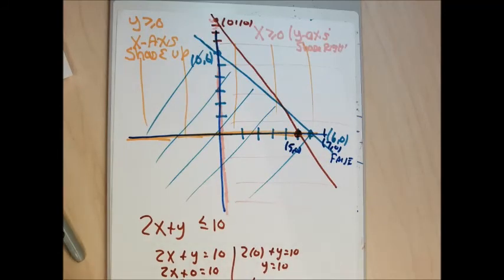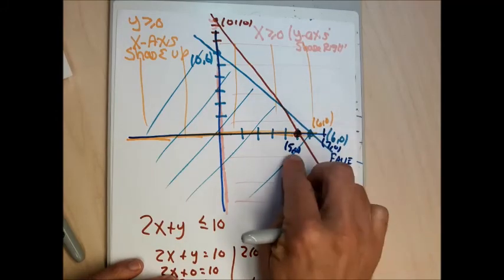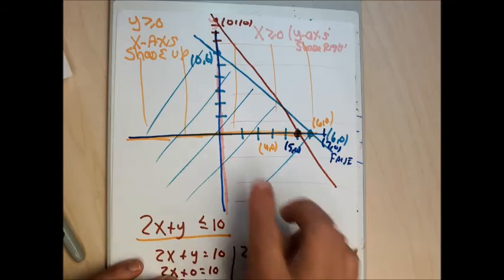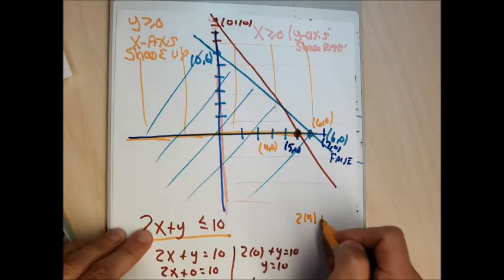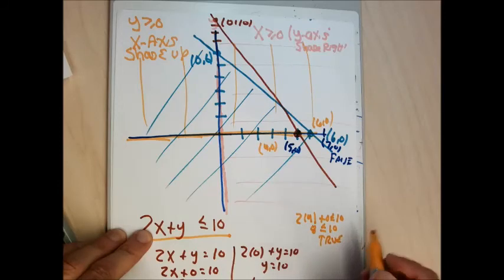To figure out where to shade, I'm going to plug in (6, 0), which is to the right of (5, 0), and (4, 0) into the original. So if I plug (4, 0) in, I get 2 times 4 plus 0 is less than or equal to 10. This gives me 8 is less than or equal to 10, which is true.